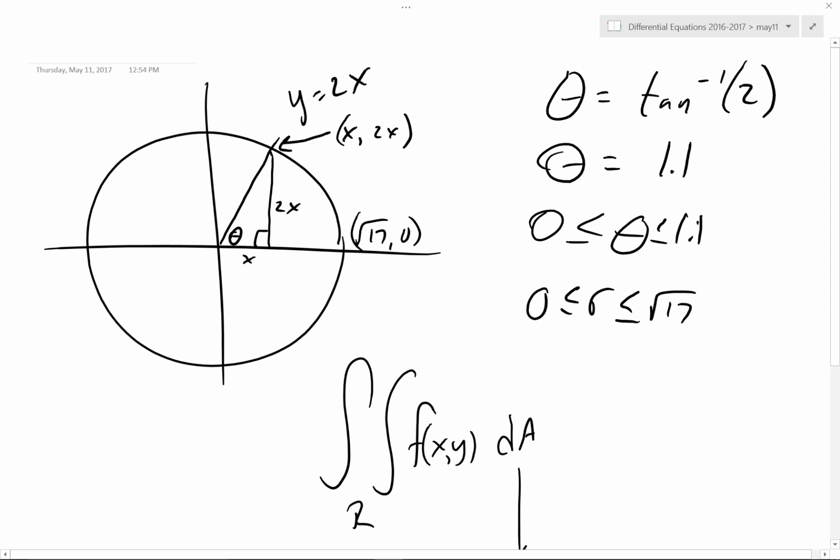It's not very hard. So circular regions, make sure you're thinking polar form, because it's the way to go.